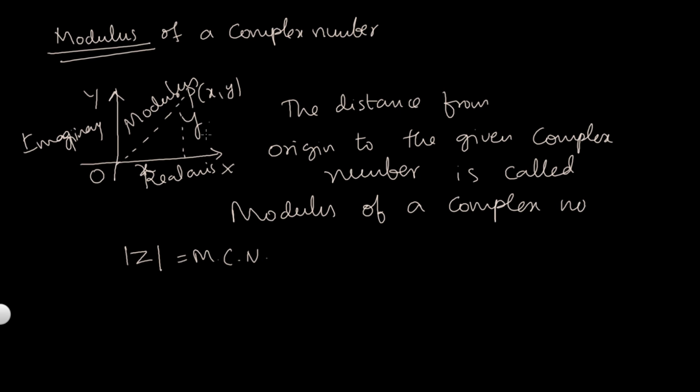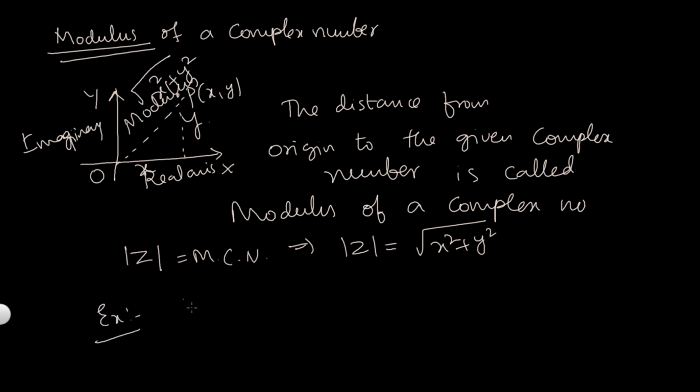So modulus means the distance. It forms a triangle, so it is root of x square plus y square. Therefore mod z equals root of x square plus y square. The formula is: the modulus of a given complex number is root over x square plus y square. So let us take some examples for this.